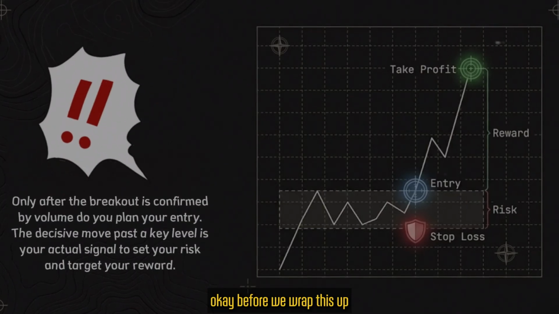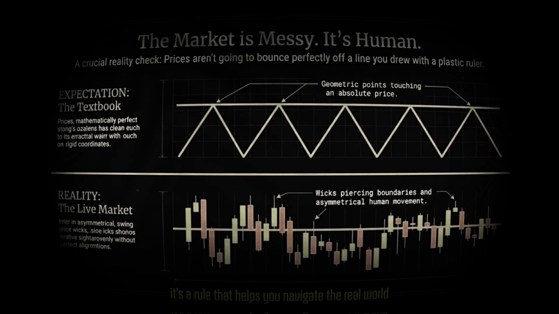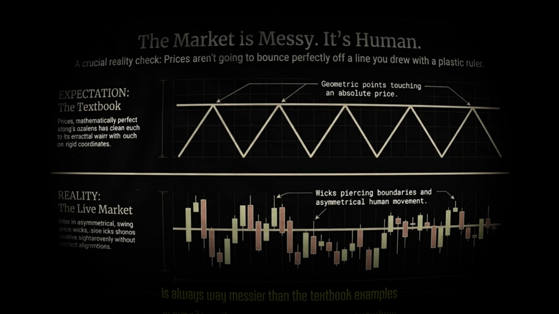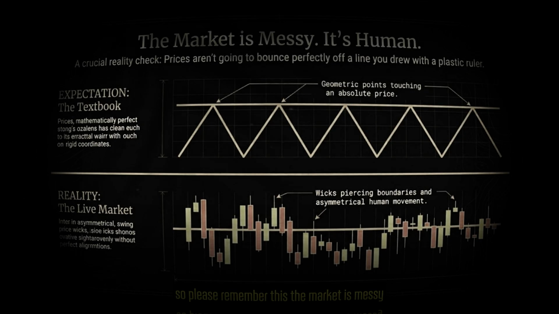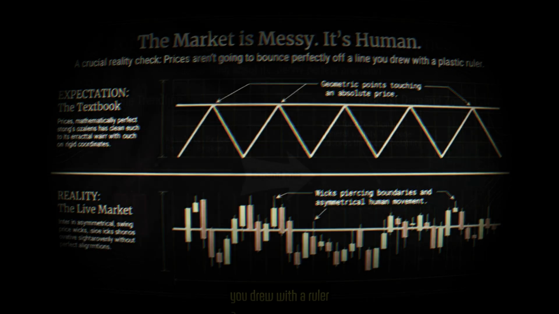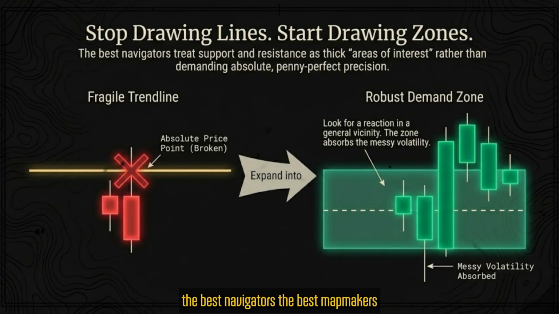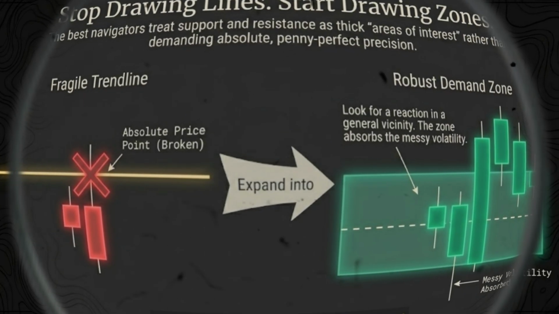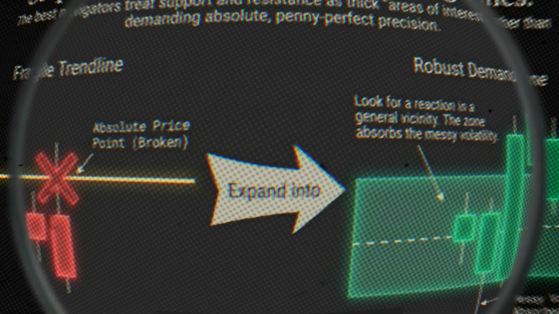Okay, before we wrap this up, there is one last, incredibly important rule for all you aspiring market map makers. It's a rule that helps you navigate the real world, which, let's be honest, is always way messier than the textbook examples. So please, remember this. The market is messy, it's human. Prices aren't going to bounce perfectly off a line you drew with a ruler. A neckline isn't going to be a single price down to the last penny. The best navigators, the best map makers, treat these lines as zones or areas of interest. They look for a reaction in that general area rather than demanding absolute perfection.